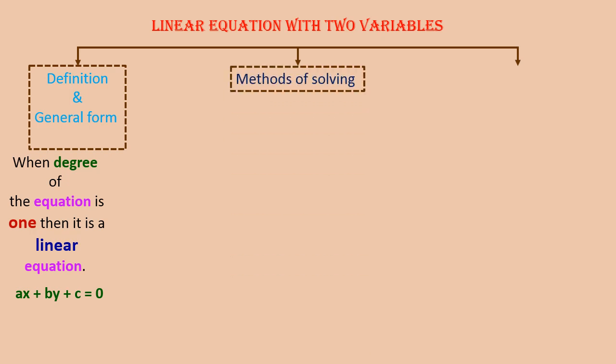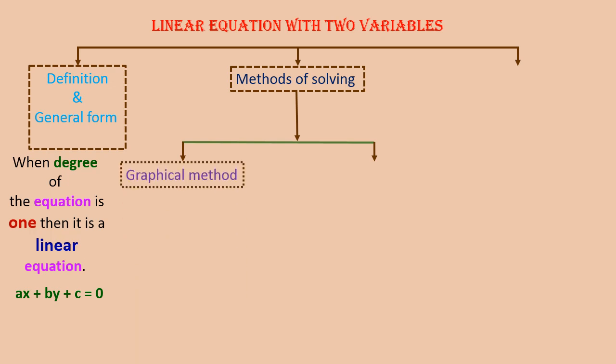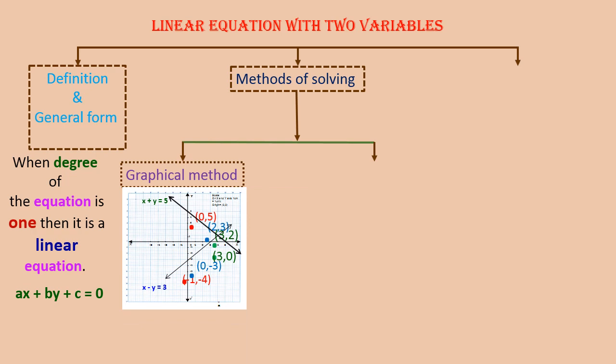The second part is our method of solving. We have two different methods of solving. One is the graphical method, of which you can see a picture. We have to draw two lines on the same graph, and before that we need to find out the coordinates which lie on those two equations, and then plot them, and then you get a common point.